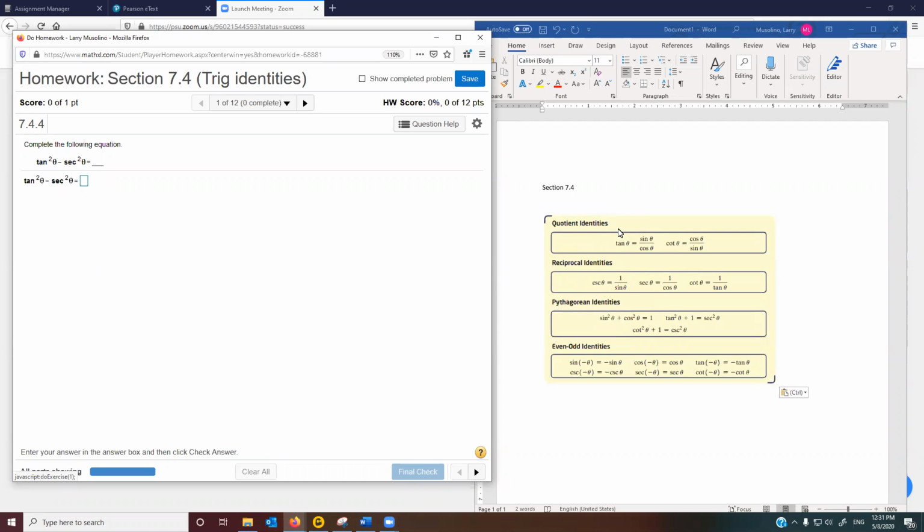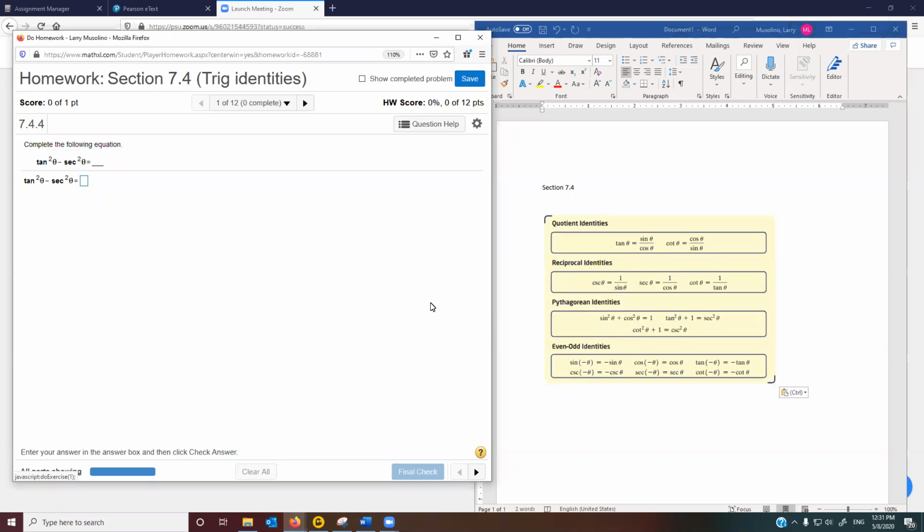Notice these are broken up in a few different categories. First here is called quotient identities. For example, the tangent of theta is sine over cosine. Reciprocal identities, where cosecant is 1 over sine. Pythagorean identities, such as sine squared plus cosine squared equals 1. And then these even-odd identities that allow you to replace the sine of a negative angle with the sine of a positive angle.